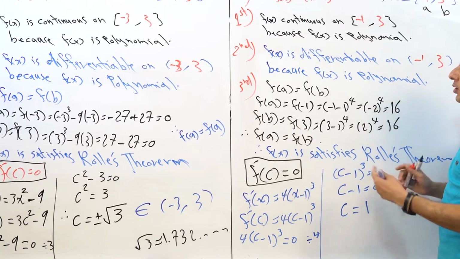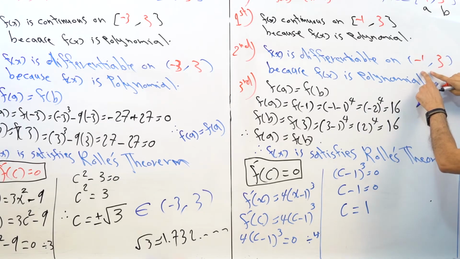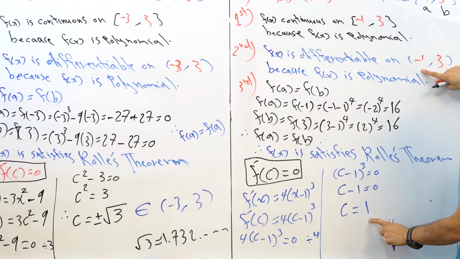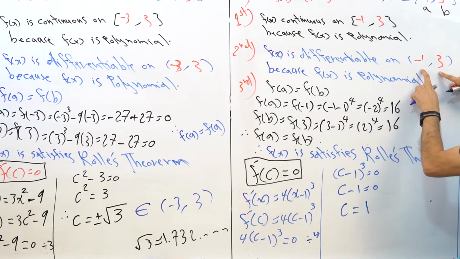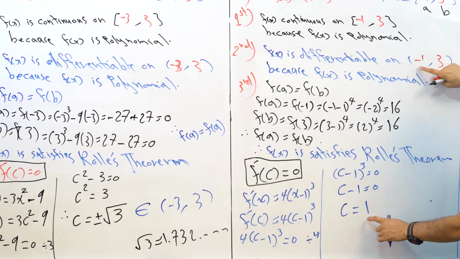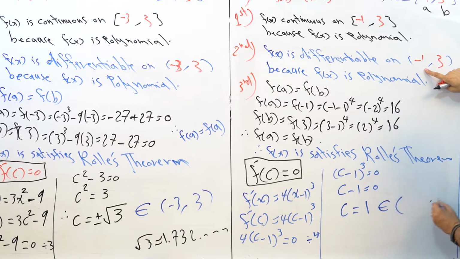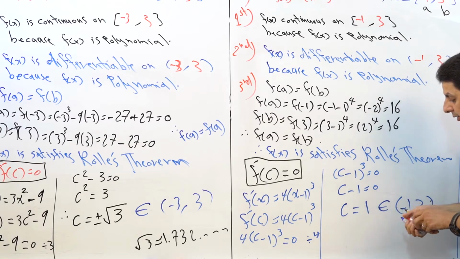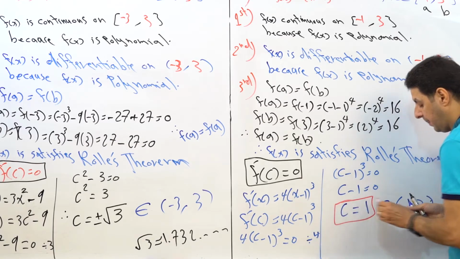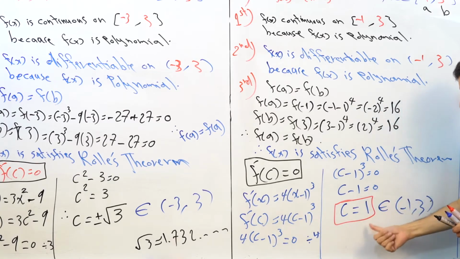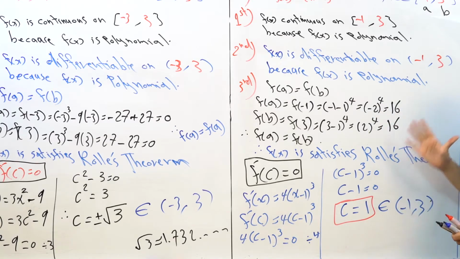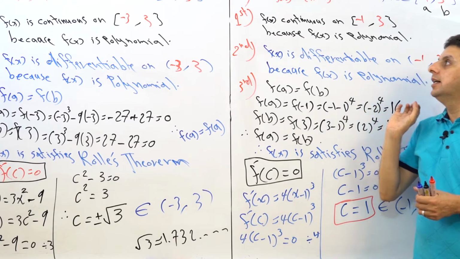Does C belong to the open interval or not? C equals 1 belongs to the open interval negative 1 to 3, yes. That is the value of C. C equals 1, and 1 belongs to the interval, so that finishes the answer to the question.